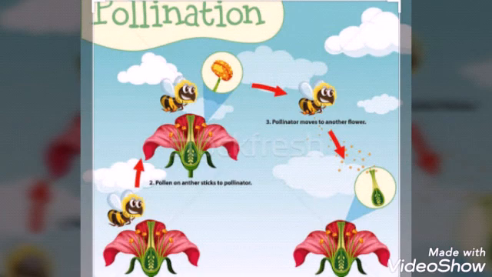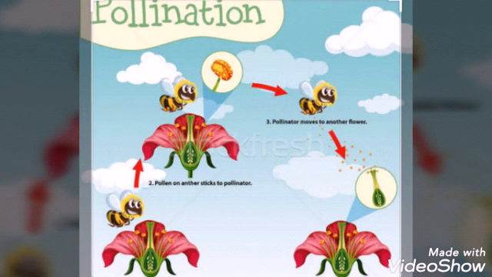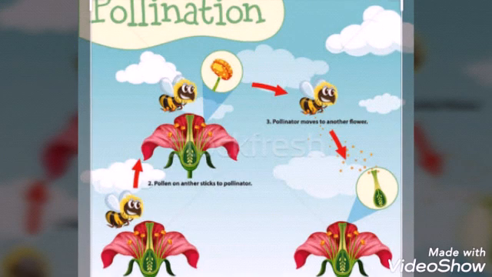So the process of transference of pollen grains from the anther to the stigma of one flower to the other, or in the same flower also it can take place. So this process is called what? Pollination. And this is necessary. Why is this necessary? For the formation of the fruit.